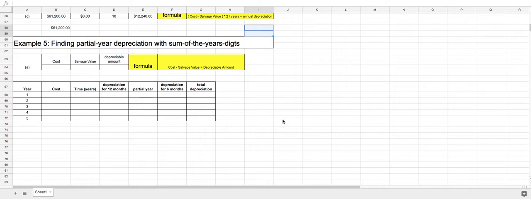All right, the last one we're doing is finding partial year depreciation with the sum of the year digits.